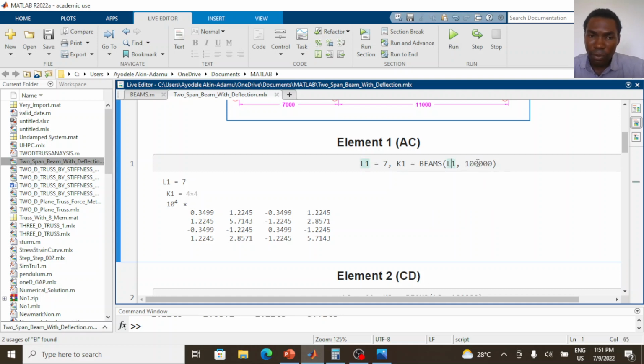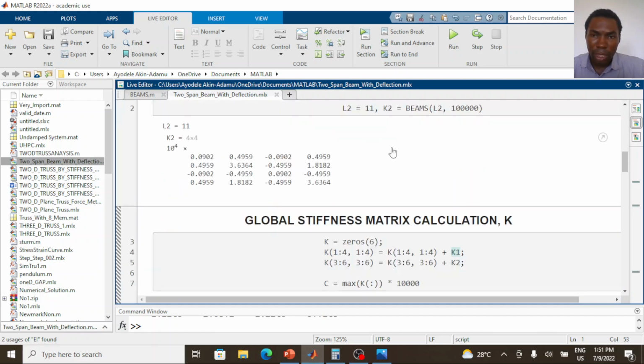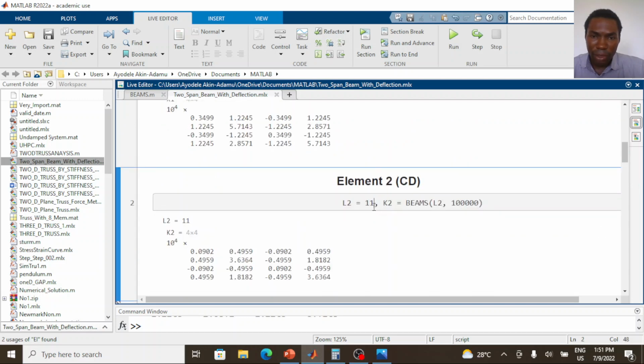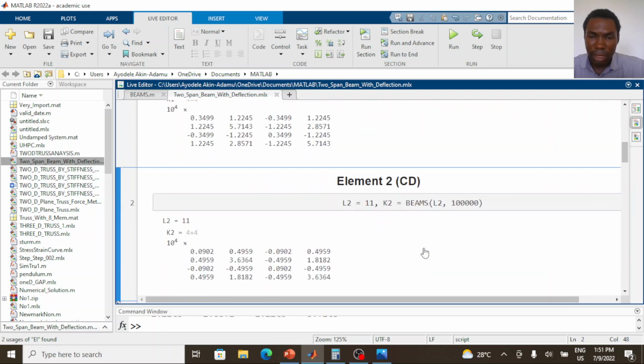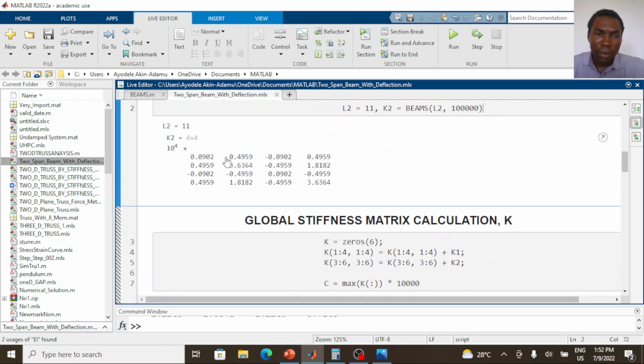So once I enter these two input variables and I run the code, I'm defining my K1 as my local stiffness matrix for element 1. K1 is computed. Same thing is done for K2. The length of element 2 is 11 meters. It's seen here, 11,000 mm, 11 meters. So for K2, you use the function and you enter the two input variables. L2 is 11 meters. This is the flexural rigidity. They have the same flexural rigidity.